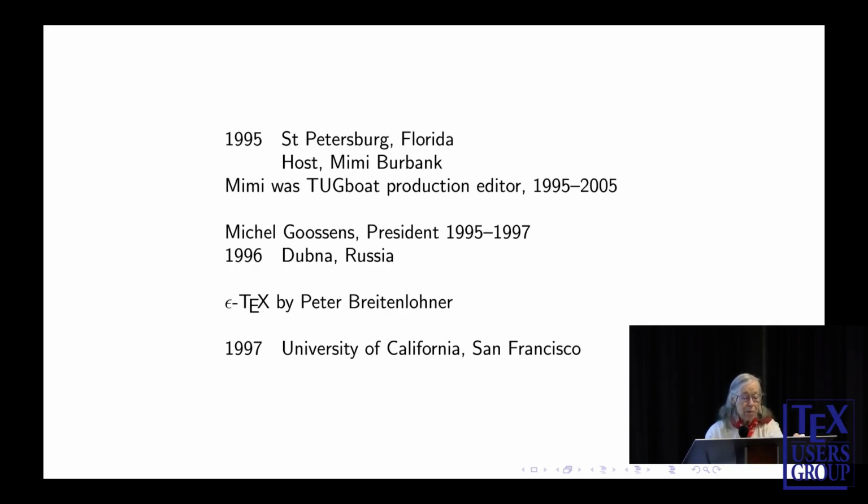Michel Goossens became president in 1995 to 97. His connections and support were important in the location of the July 1996 meeting in Dubna, Russia. 1996 saw the development of eTeX by Peter Breitenlohner. Peter had been one of the earliest finders of bugs in TeX itself, and the first one he found was in 1987, and he became one of the panel of TeX gurus who vetted bug reports between Don's scheduled reviews.